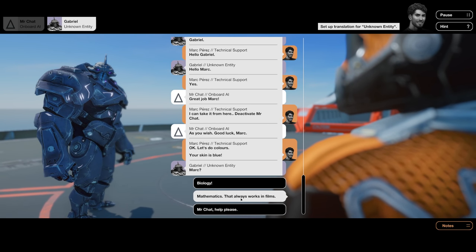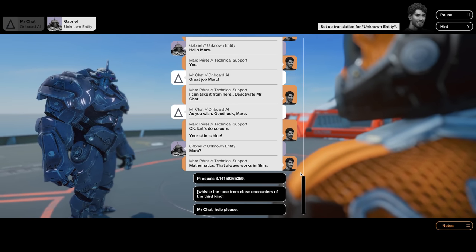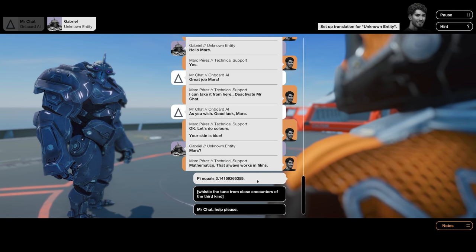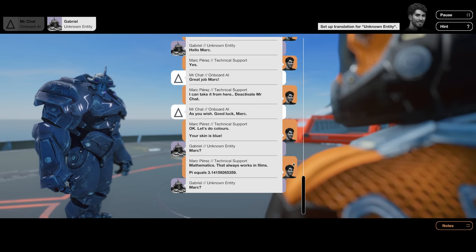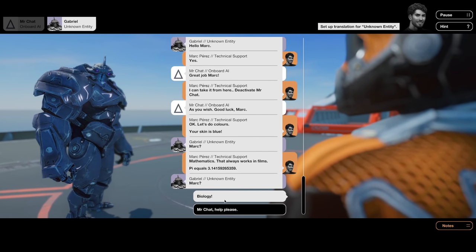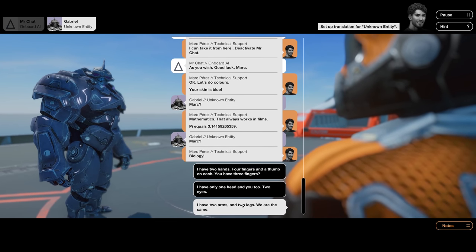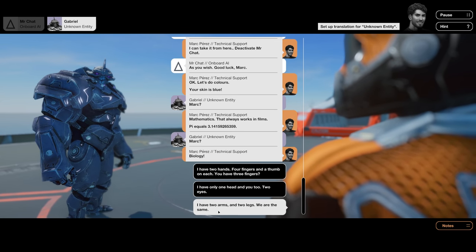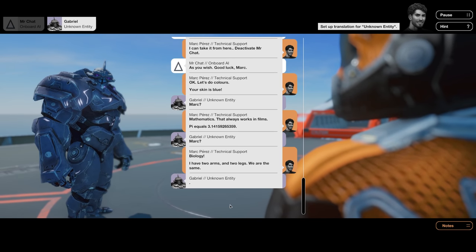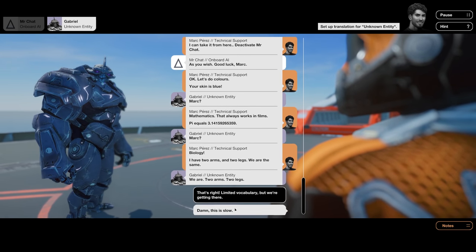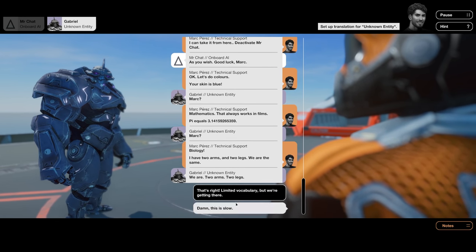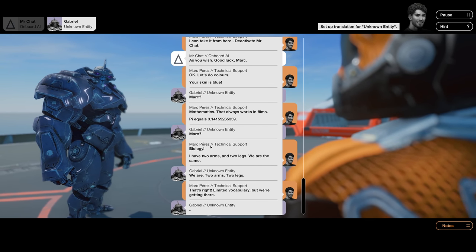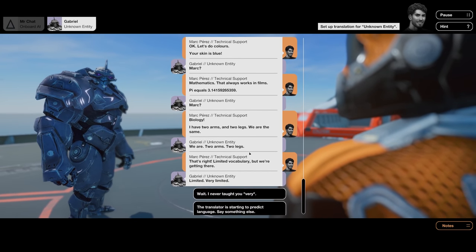Mathematics. That always works in films. Pi equals 3.14159265359. Mark? Okay. Biology? I have two arms and two legs. We are the same. We are. Two arms, two legs. That's right. Limited vocabulary, but we're getting there. Limited. Very limited.